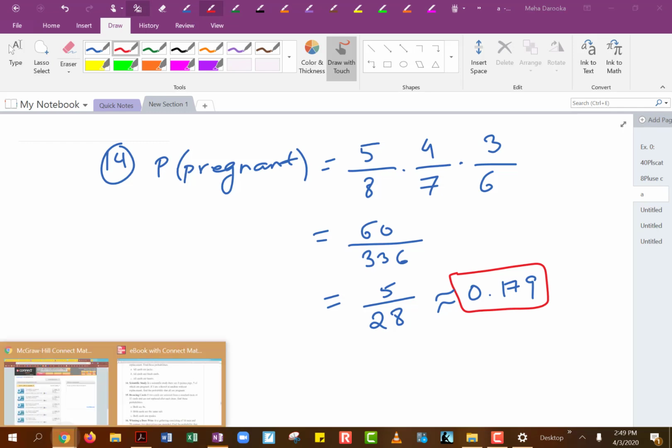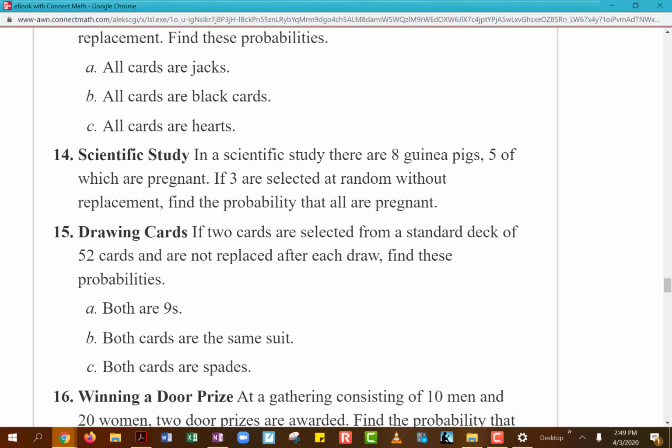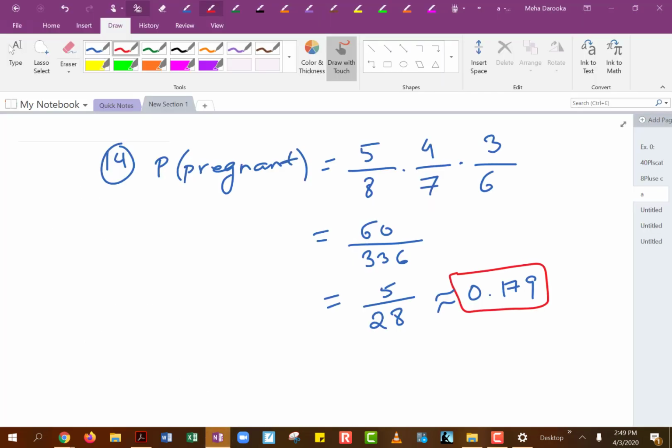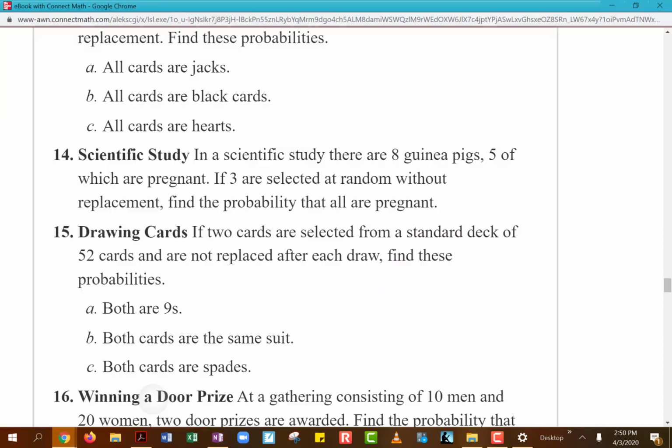And again, remember, they are telling us that we are choosing 3 of these guinea pigs at random. So that's why we are doing this for 3 events, right? So 0.179 is what you're going to end up getting for this. So this was an example, again, looking at dependent events. And then let's see, the next example I have chosen for us to work through is, if I can find it, number 32.